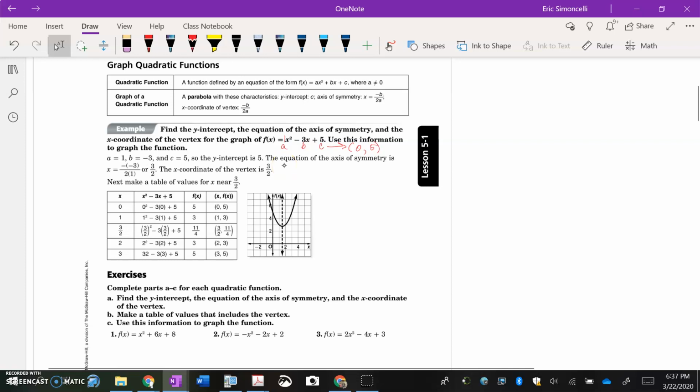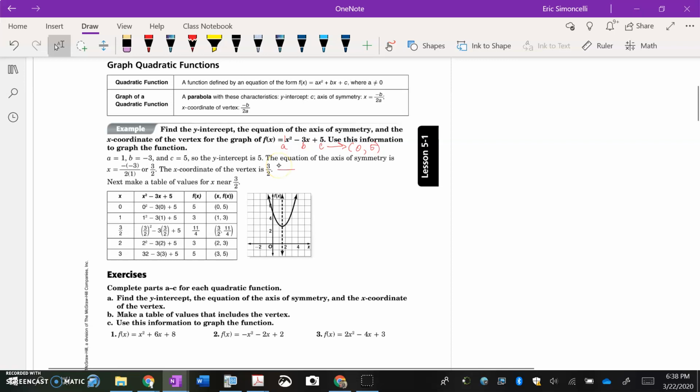The equation of the axis of symmetry is as such: x equals negative b over 2a. Let's think about this. b is negative 3, so the negative of a negative 3 ends up being a positive. So you have 3 over 2 times a. In this case, because a is 1, that's simply 2 times 1, or 2. The x-coordinate of the vertex is then 3 halves.